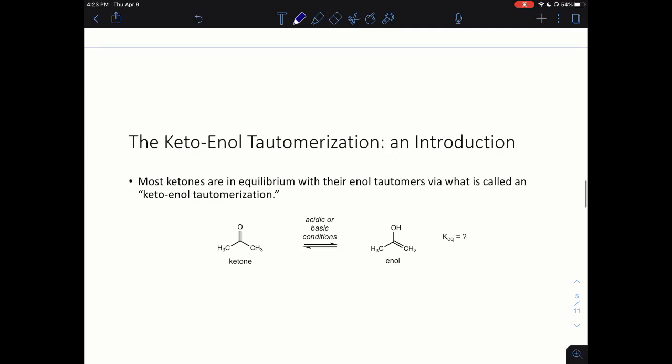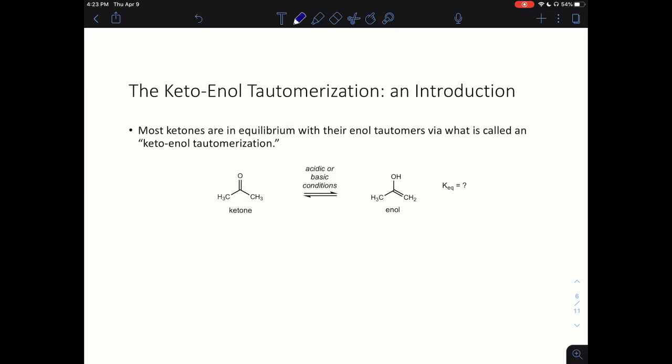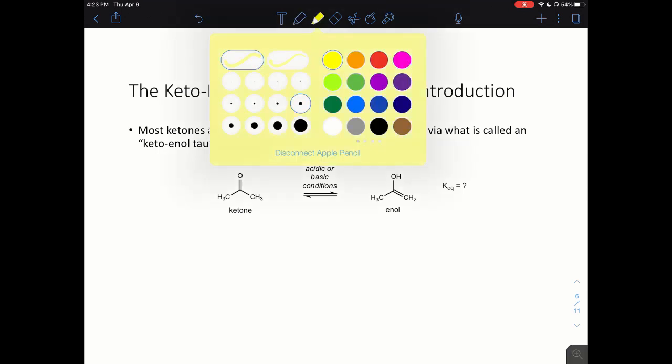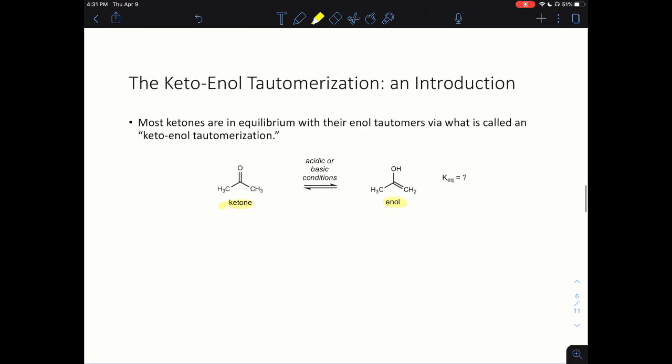Now we're going to look at a case study. We're going to look at the keto-enol tautomerization. Most ketones are in equilibrium with their enol tautomers via what is called a keto-enol tautomerization. This keto-enol tautomerization can happen under acidic or basic conditions. The ketone I think you're familiar with.